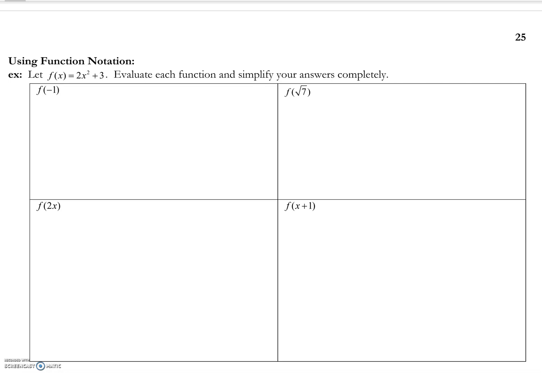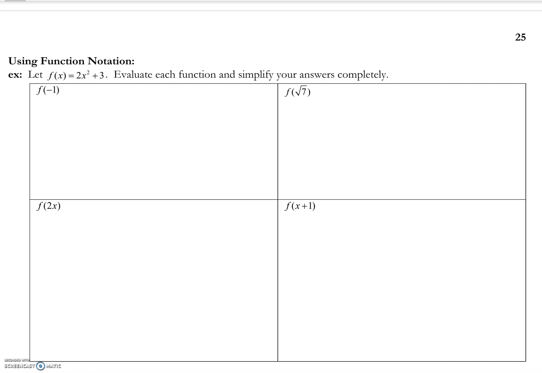In this next section of 2.1, we're going to look at quadratics and cubics using function notation. So this is going to be really good practice for the next section of our notes, and it's just a good reminder of how we use function notation with two new types of functions. For this first set of problems, I have f of x equals 2x squared plus 3, and I want to evaluate each function and simplify my answers as completely as possible.